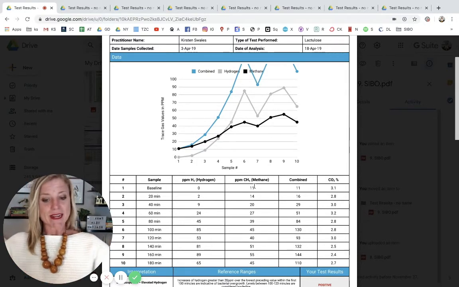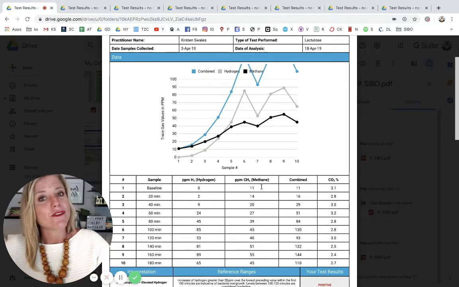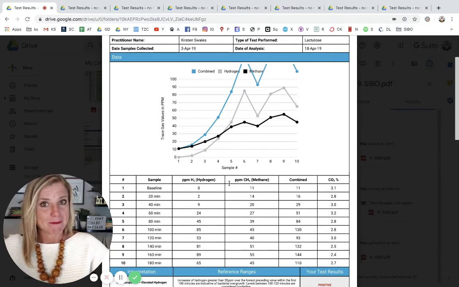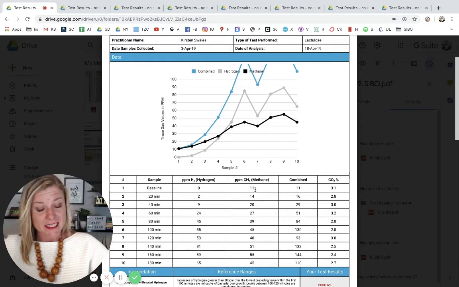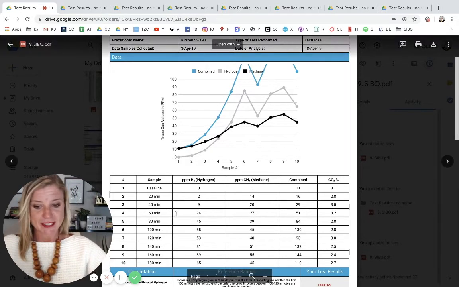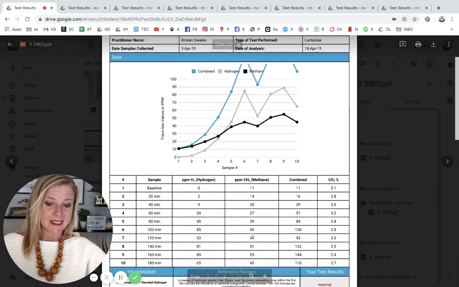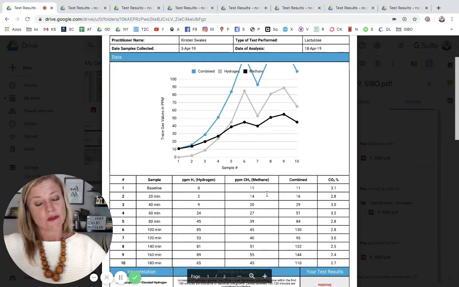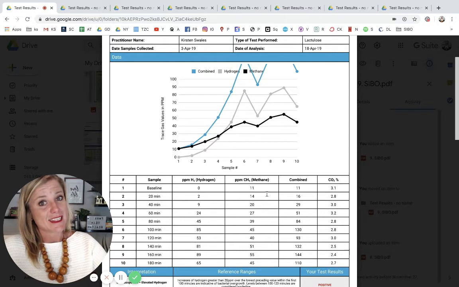Okay, so this one. And then with methane, we look for a rise of 12 parts per million over the lowest preceding value. So this is what the ppm is, parts per million. So the lowest preceding value is 11, so anything 23 and above would be considered positive for methane. So this person is positive at the 60-minute mark and stays positive. So I would say that is a tick for positive for methane SIBO.